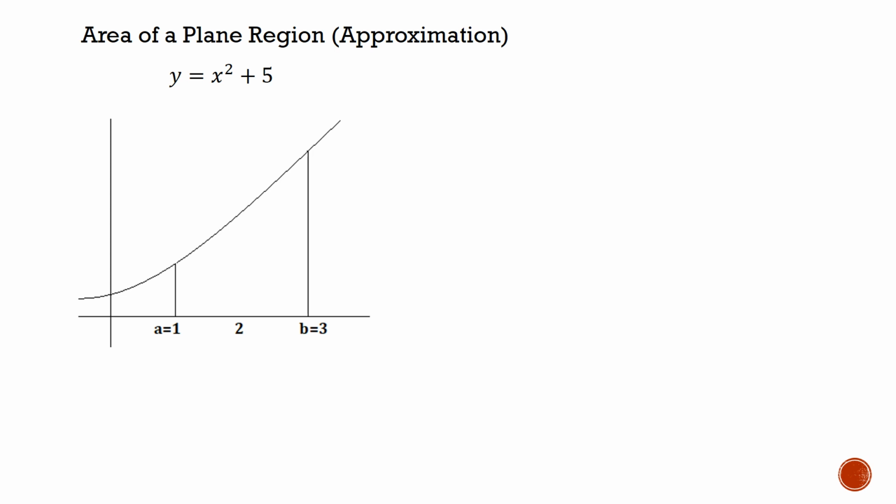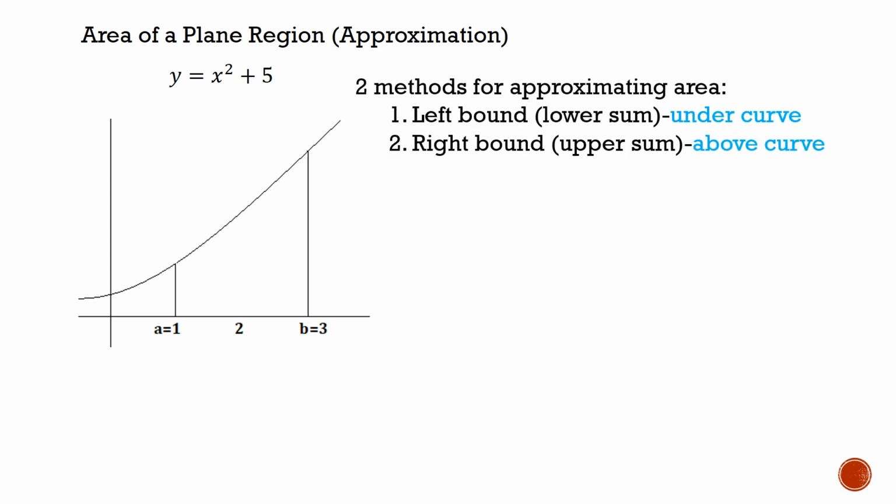So let's pretend we have this curve y is equal to x squared plus 5, and we have the value of a, which is 1, and the value of b, which is 3. And of course in the middle, well, we have the value of 2. There are two methods for approximating area. We have the left bound, which is called the lower sum, which is underneath the curve, and we have a right bound, which is called the upper sum, which is above the curve.